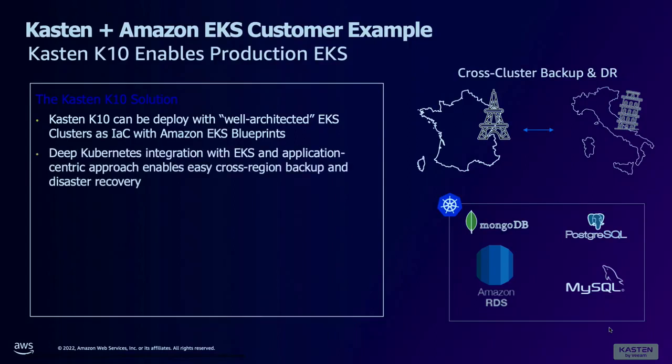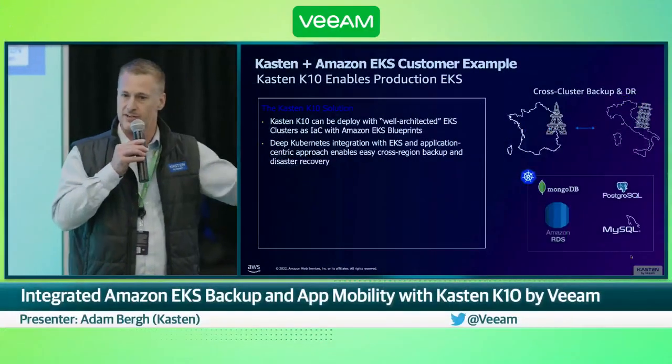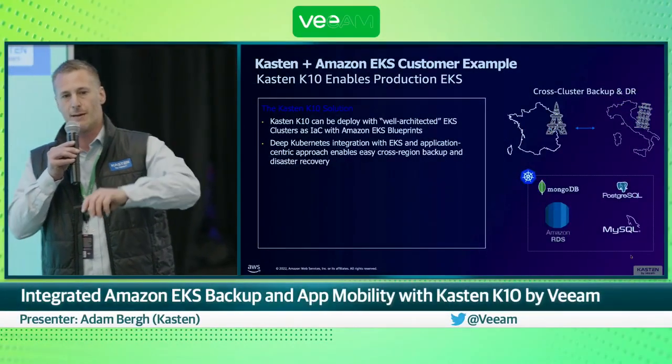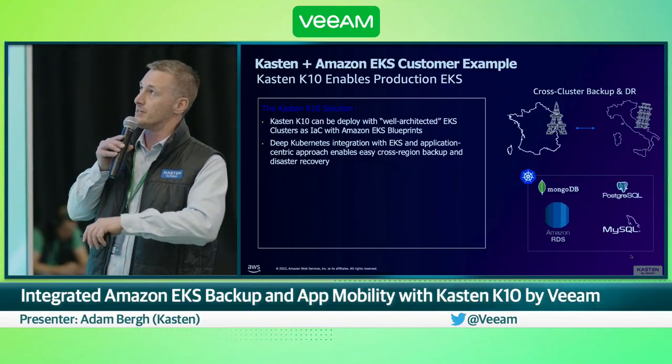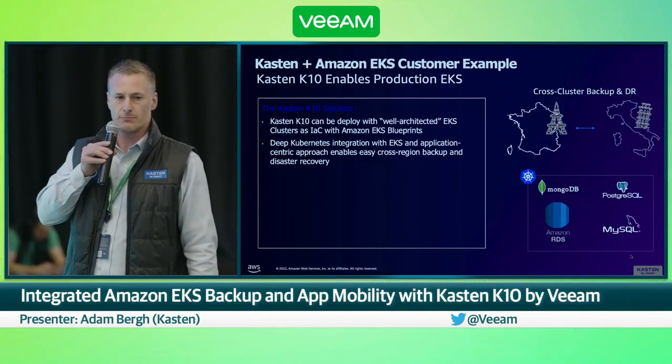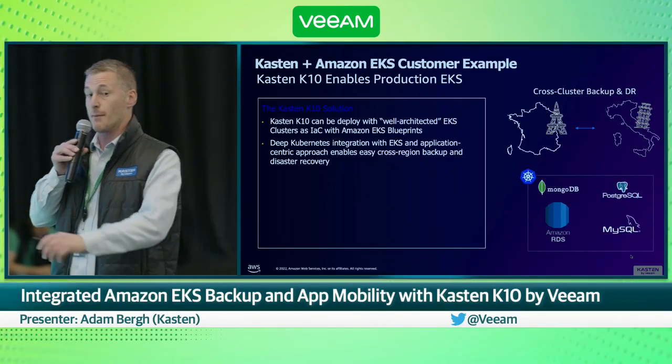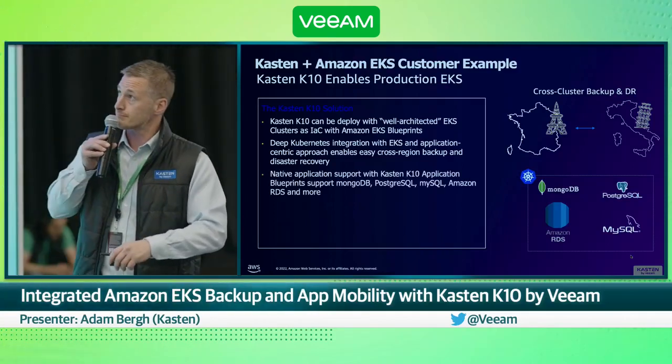They need a deep integration with EKS, right? So they needed a tool that understands and works with native Amazon AWS APIs to enable that cross-region approach, right? So very, very efficient, using native integrations with Amazon block replication. We enabled that cross-region requirement for app mobility and DR for them.